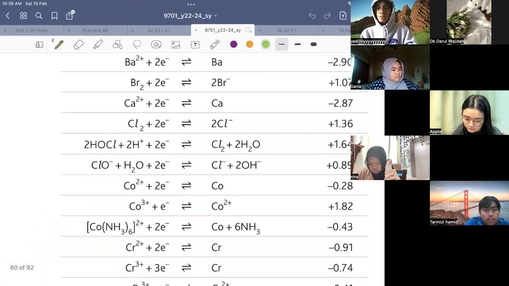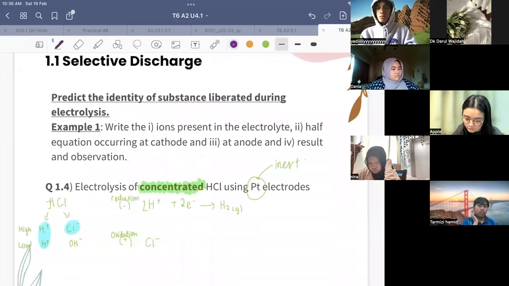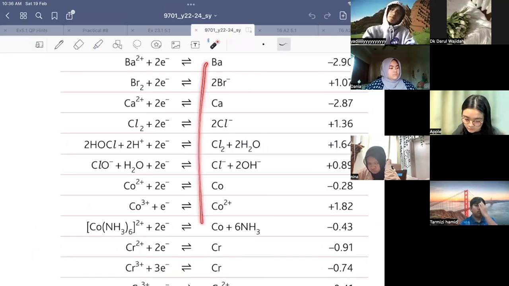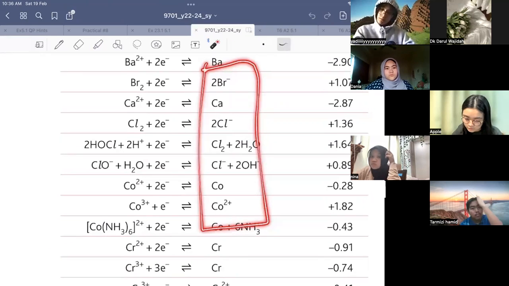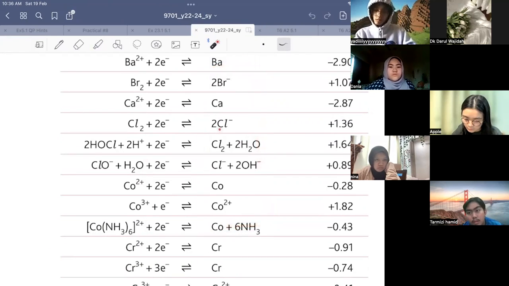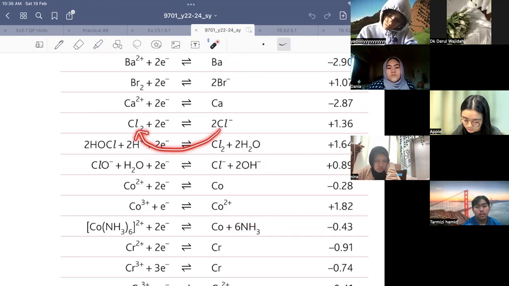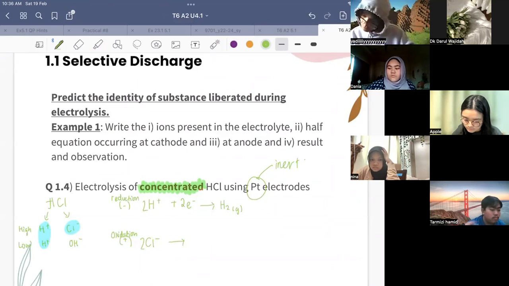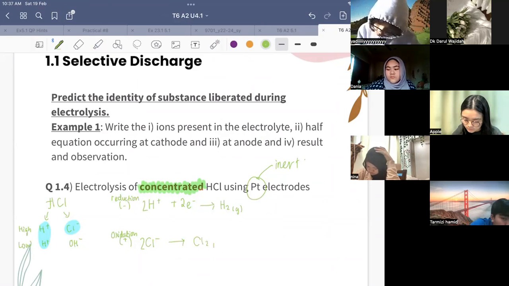Now, chloride undergoes oxidation, so we should look at chloride on this side, because we're now looking at the reverse reaction. So it's 2Cl minus to form Cl2 plus 2e minus. So it's 2Cl minus being oxidized to chlorine gas plus 2 electrons.